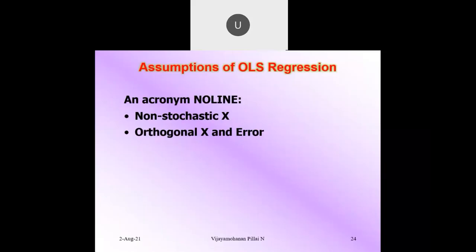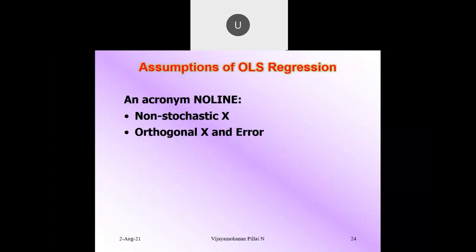Now, all these assumptions we can write as an acronym, NOLINE. That is the assumption of non-stochastic independent variables. Then orthogonal X, that is the independent variable and the error term. Linearity. Then independence of errors. We will come to all these assumptions in detail. Then we have the normality of error, then equal variance, which is also called homoscedasticity.